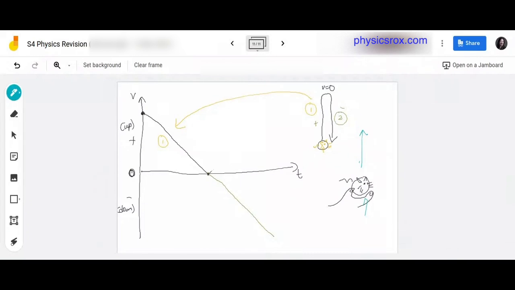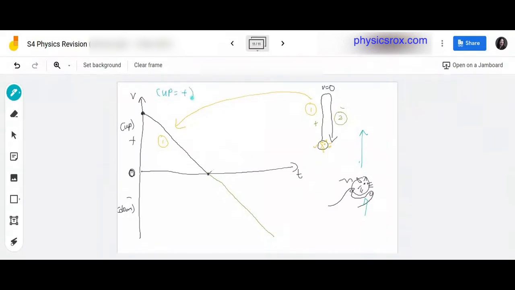So the graph will be going down, then go up lah. Wait, teacher, why is it positive again? The cat won't die. We're not throwing it off the cliff. We are throwing it up. We will catch it again. It won't die. It's positive because in this question we're taking up as positive. Okay, we take up as positive.